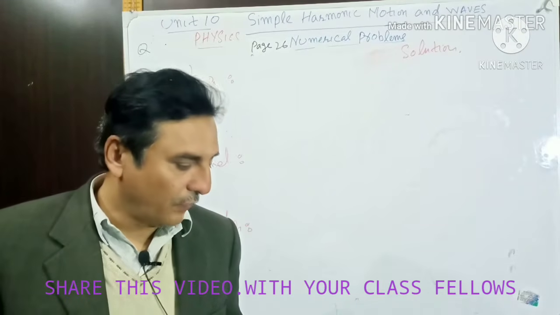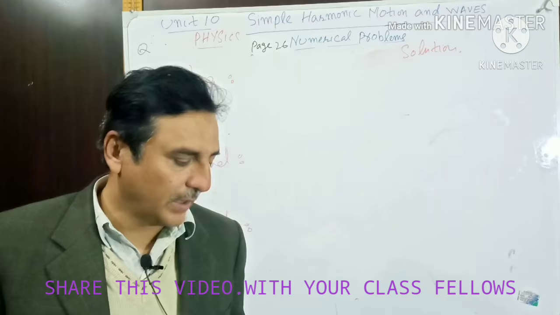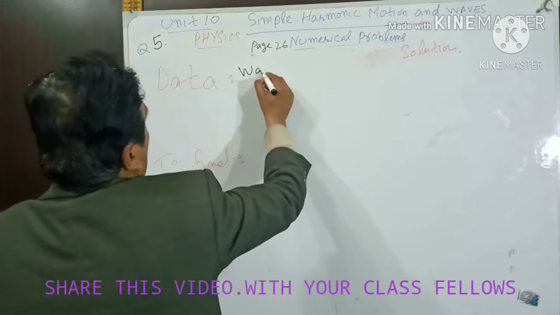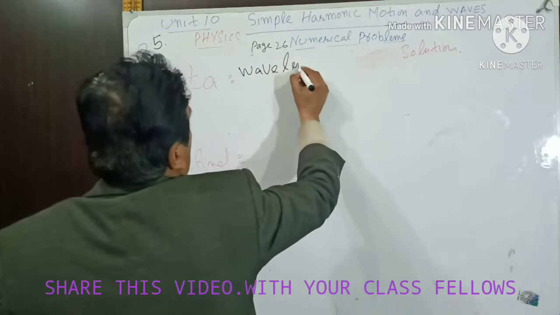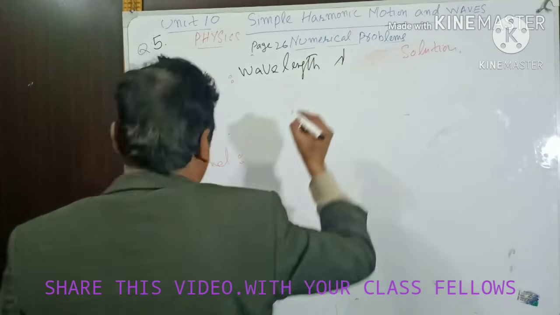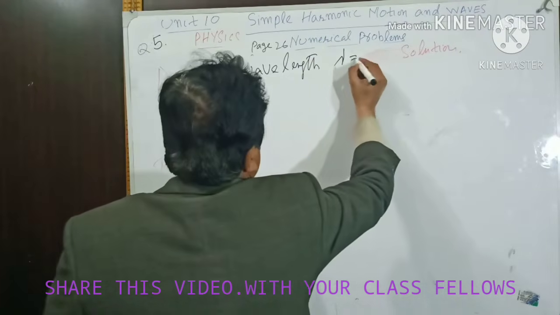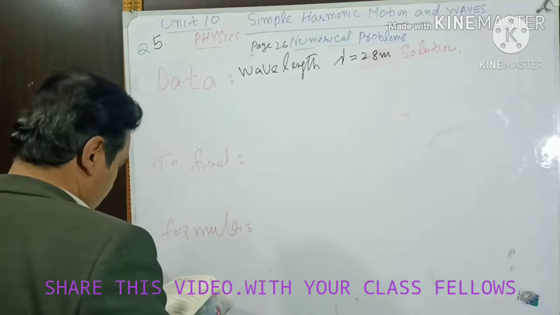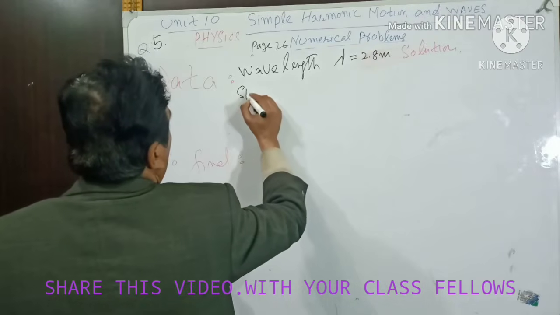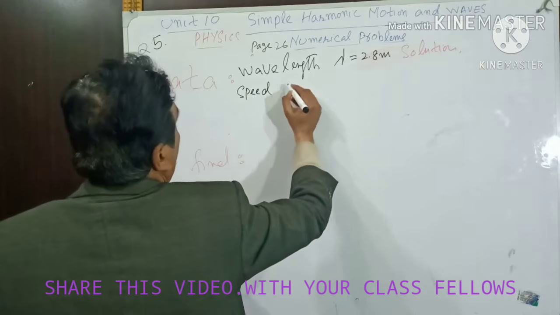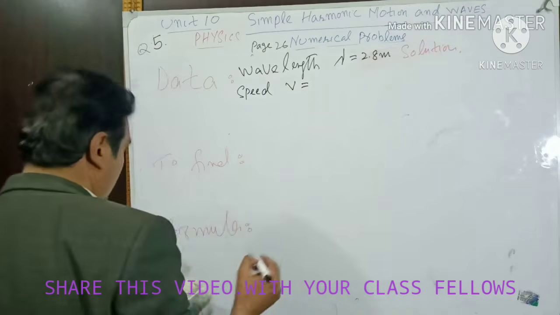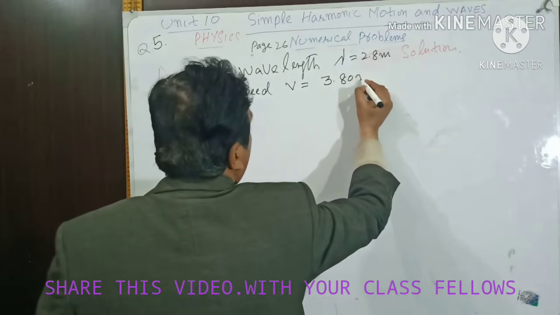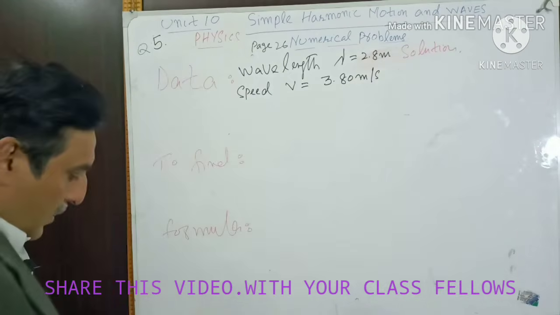Question 5. Waves in waterways with wavelength 2.8 meter. Wavelength is given. Wavelength we denote by lambda. It is 2.8 meters. Speed v is equal to 3.80 meter per second. What is the frequency?